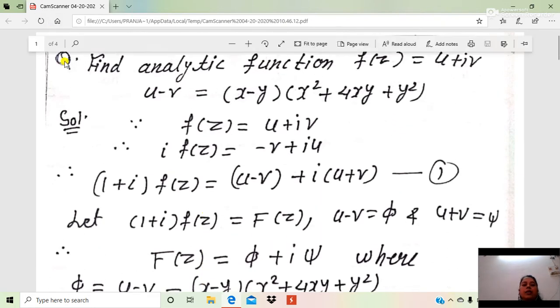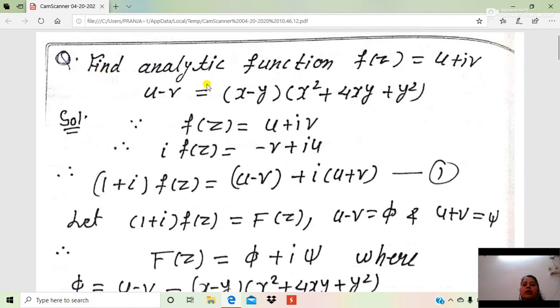So here we have to find out an analytic function f(z) whose value is equal to u plus iv, where u is the real and v is the imaginary part, when u minus v is equal to (x minus y)(x square plus 4xy plus y square).